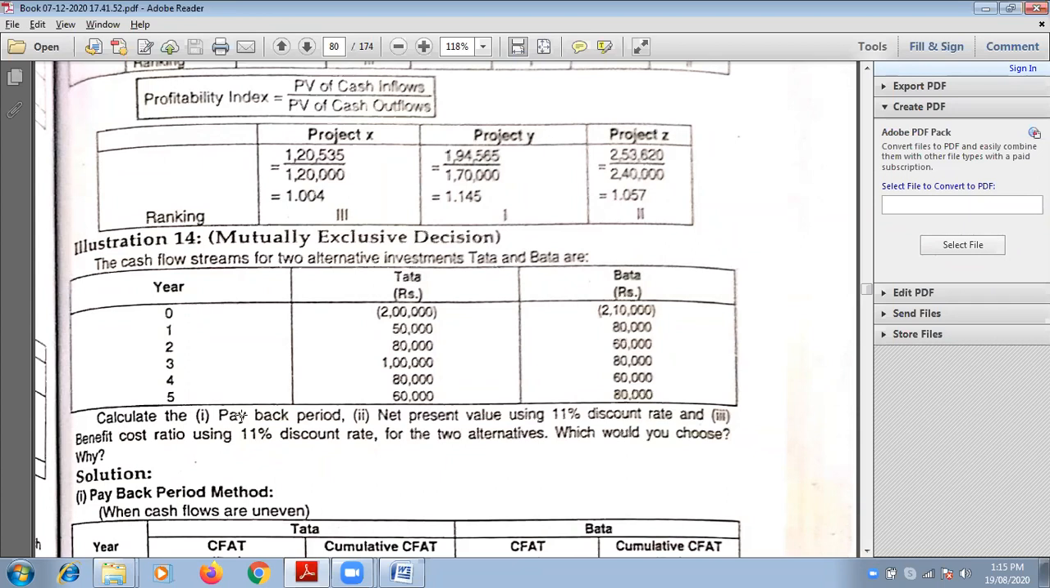It is in brackets also, isn't it? Yes, brackets mean cost, meaning cash is going out, minus. Okay. Below that, from first year to fifth year, you are earning 50,000, 80,000, 1 lakh, 80,000, 60,000 as profit.